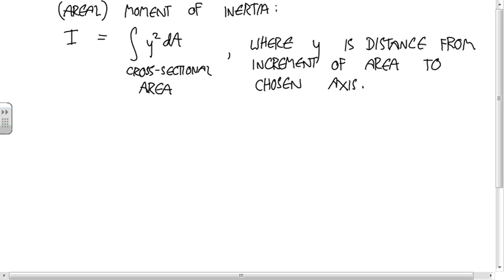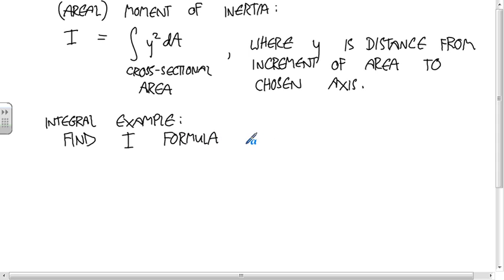Okay, so we're not going to do this as an integral calculation. We're going to follow formulas the same way we did for centroids. But let's do one calculation of the moment of inertia for a rectangular cross-section. So here's an integral example. So I'm going to find the moment of inertia formula for a rectangular cross-section.